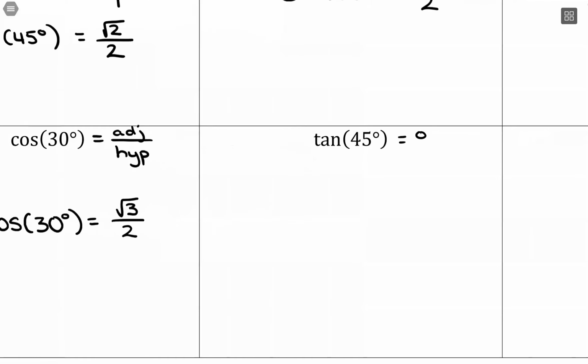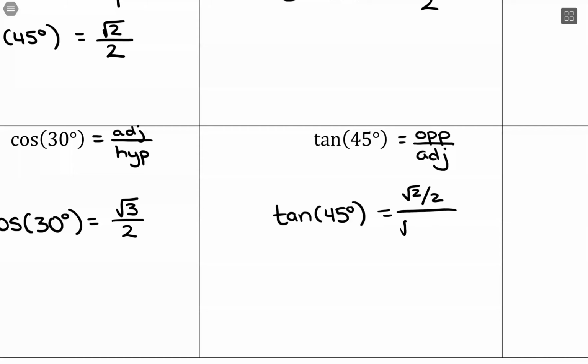Tangent, opposite over adjacent. So with the 45-degree angle, the opposite side would be root 2 over 2. Adjacent would also be root 2 over 2. So this ends up being the same value. So for our ratio, we get 1.